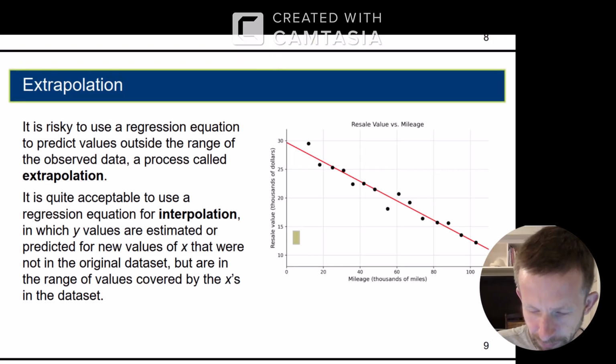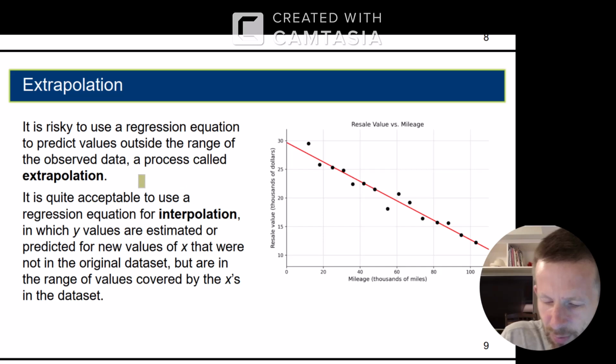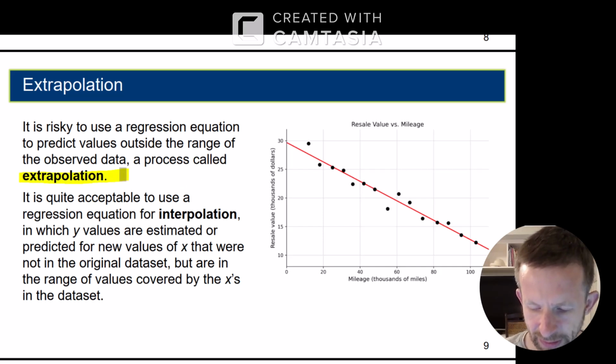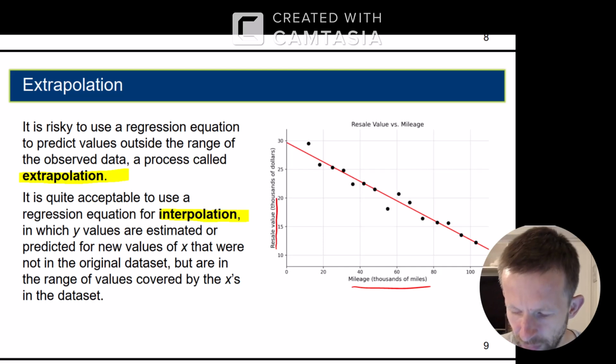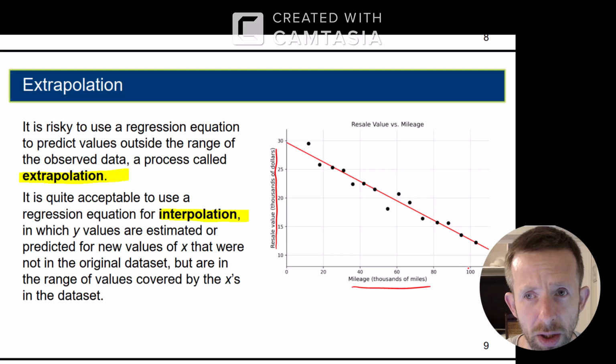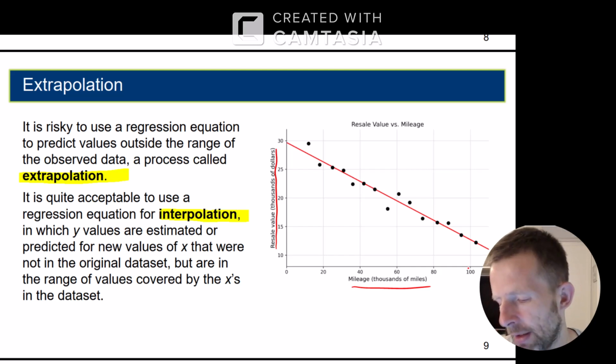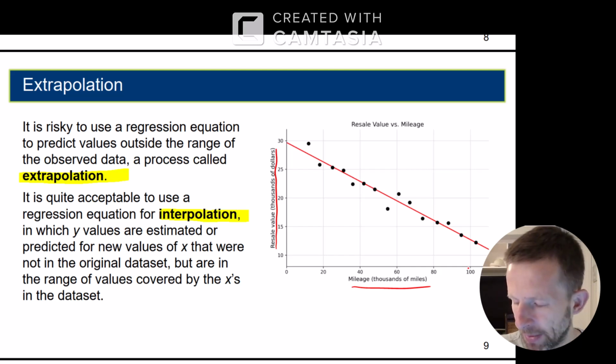So extrapolation: it's risky to use a regression equation to predict values outside of the range of observed data, a process called extrapolation. It's quite acceptable to use a regression equation for interpolation, which is estimating y values within the range of data. So for example, we have this relationship between thousands of miles driven and resale value of a car. If I use this to try to get a resale value of a car that has 200,000 miles on it, I'm probably going to get a negative value, which is not going to make sense. This is because I'm extrapolating. I'm going way outside of the range of the data.